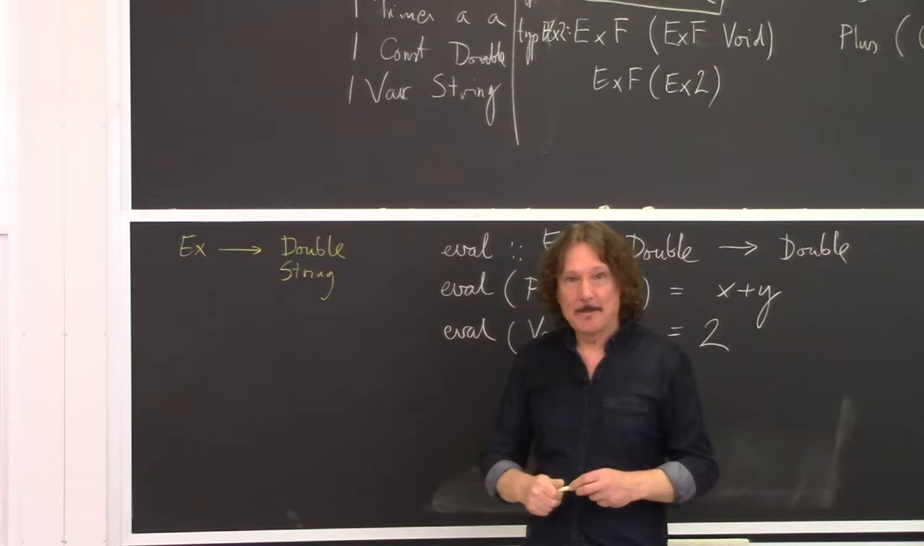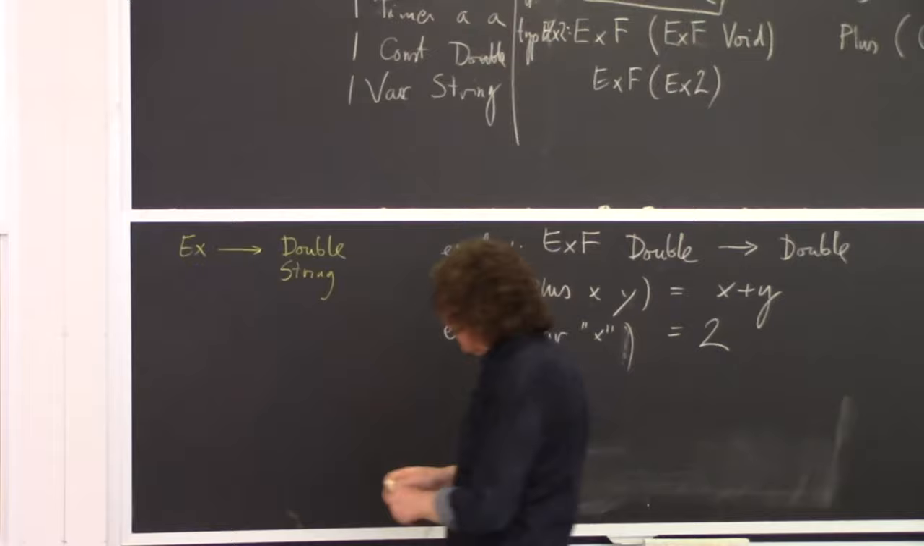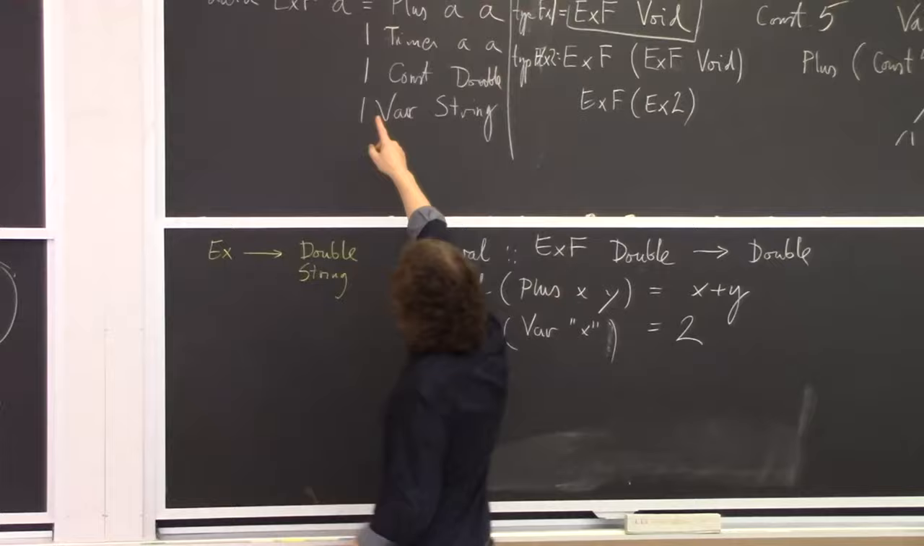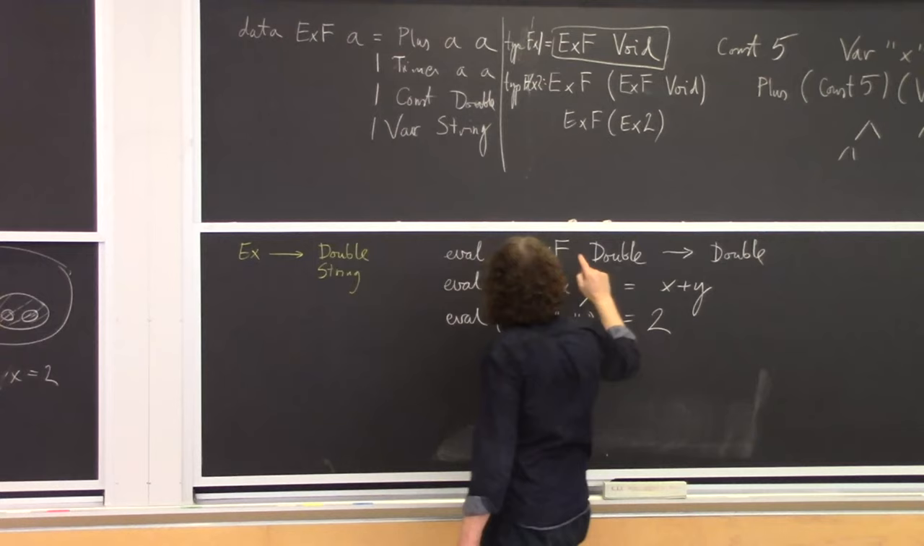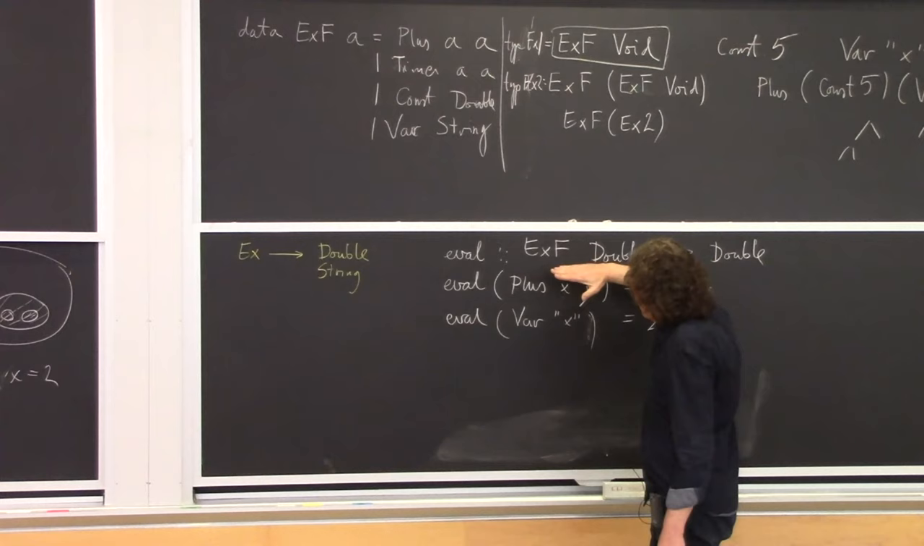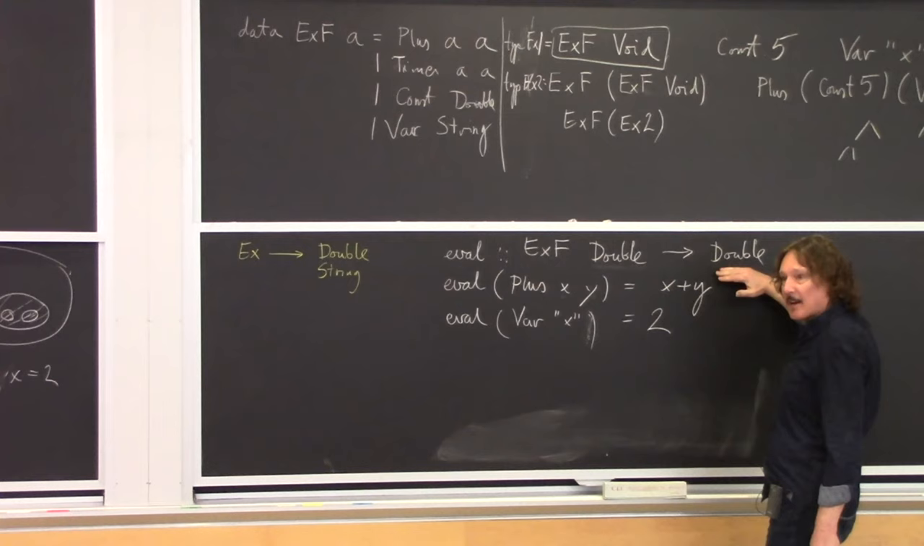Okay? So to summarize quickly, right? To define this kind of algebra, I need to define a functor, which is an endofunctor, like this EXF. I have to specify a type to which I want to evaluate. That's called a carrier type. And I have to define a function that goes from the algebra with this carrier to the value of this carrier. These three things. Okay?